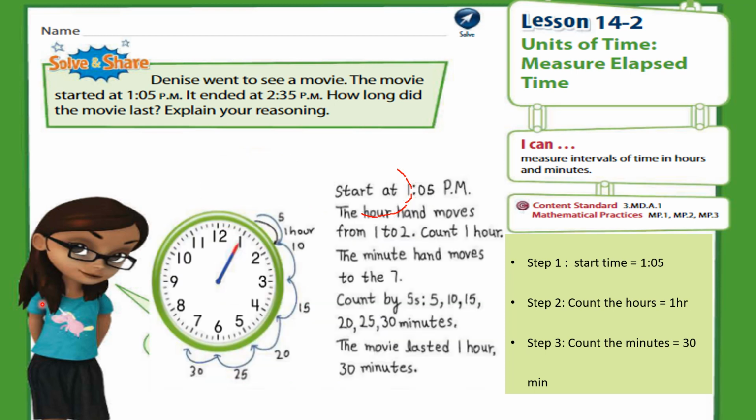So how did we solve this question? We started at 1:05, which was our first step. The hour hand moves from 1 to 2, count 1 hour, then the minute hand moves to 7, and we count by 5s: 5, 10, 15, and so on. So the movie lasted for 1 hour and 30 minutes. Your elapsed time for this question is 1 hour and 30 minutes.